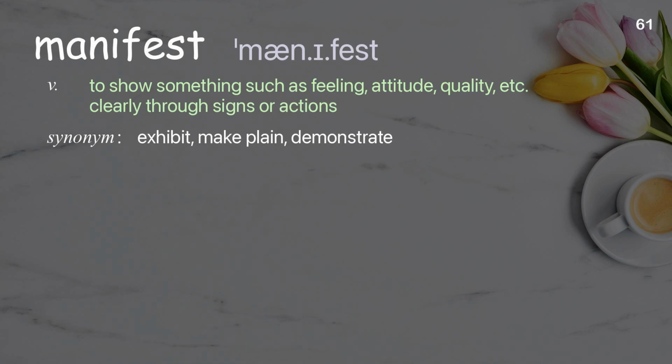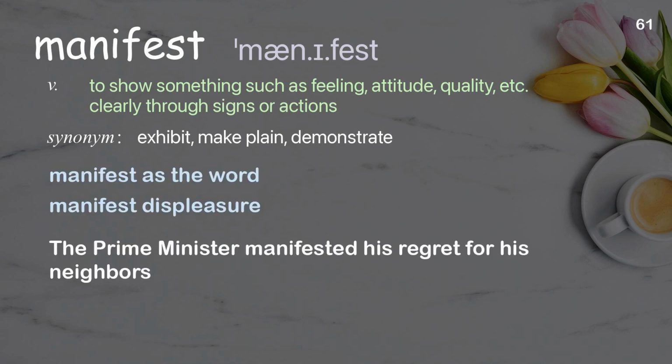Manifest: to show something such as feeling, attitude, quality, etc., clearly through signs or actions. Examples: manifest as the word, manifest displeasure. The Prime Minister manifested his regret for his neighbors.